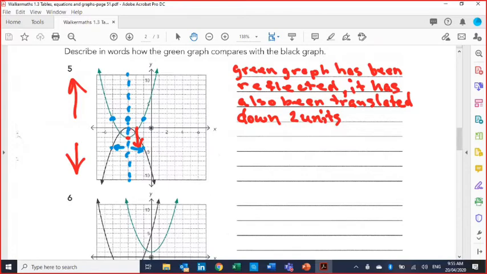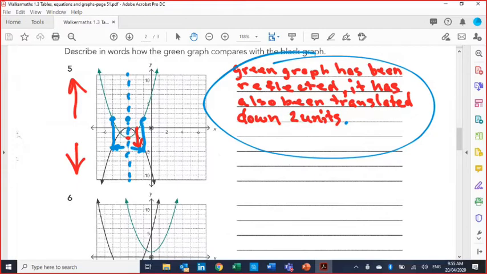So you see that because these things stayed in exactly the same position, it wasn't stretched. It didn't get wider or narrower. Do we have to show that, or no? You just have to check it to make sure, you don't need to write it, because if it had gotten narrower, you would need to have included that in your description. So the green graph has been reflected, and it has also been translated down 2 units. Make sure you put which direction and how many units.